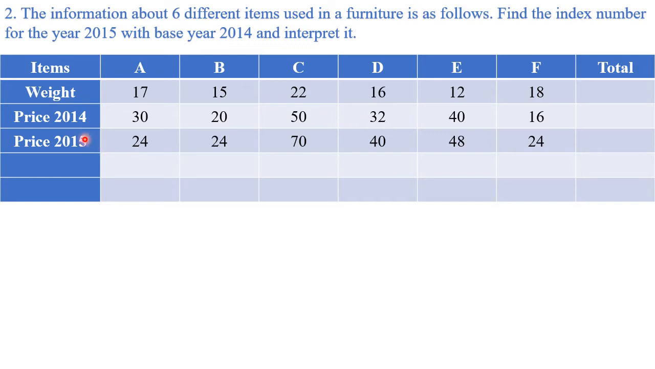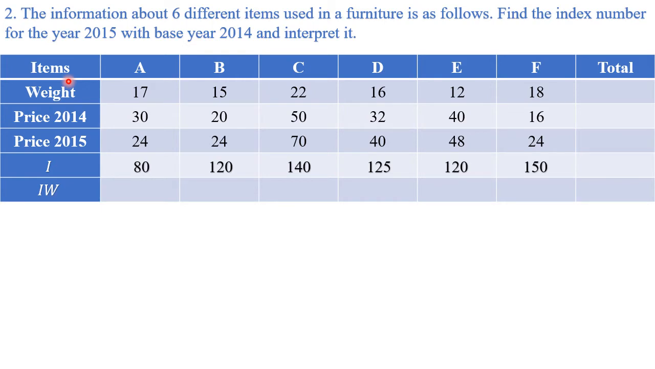We have to take the current year as 2015 and base year as 2014. So we can calculate index number as price of current year divided by price of base year into 100. So similarly, we can calculate index number for all of these values. So 24 upon 30 into 100, 80. 24 upon 20 into 100, 70 upon 50 into 100, 40 upon 32 into 100, 48 upon 40 into 100, and 24 upon 16 into 100. We got all the index numbers.